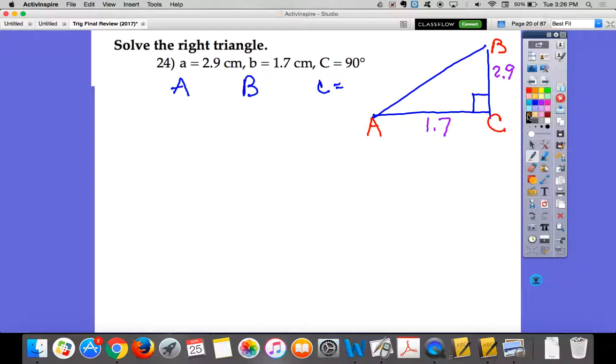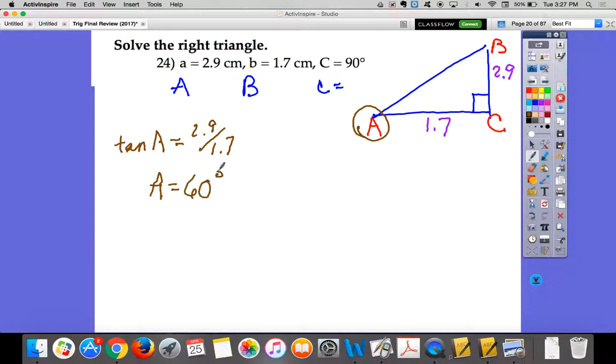Now, once you look at the picture, it might be easy to tell that from here, I know the opposite side and I know the adjacent side. So that's going to be tangent of A is 2.9 over 1.7. Okay, I've got this entire ratio over here. I just need to get rid of tangent, which means inverse tangent. So second tangent 2.9 divided by 1.7 is, let's see here, that's going to be 60 because it's 59.6.